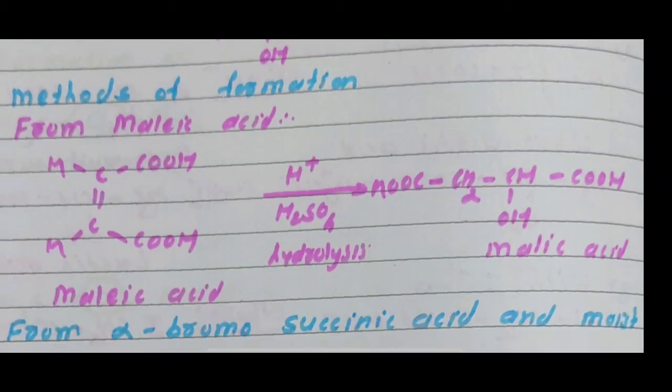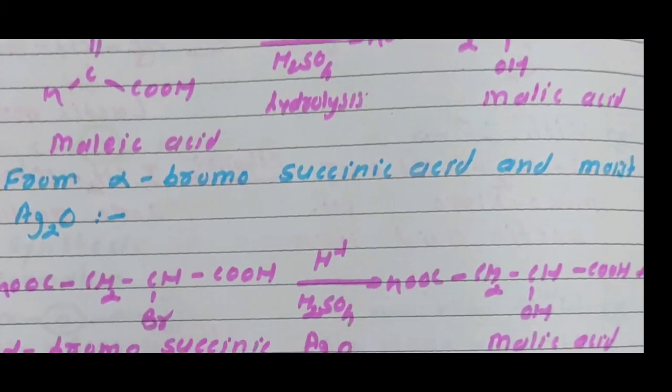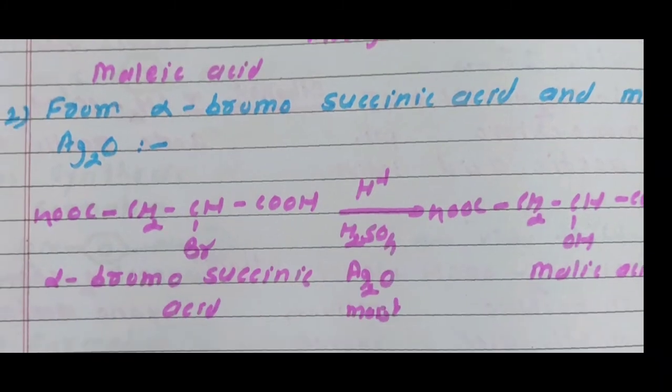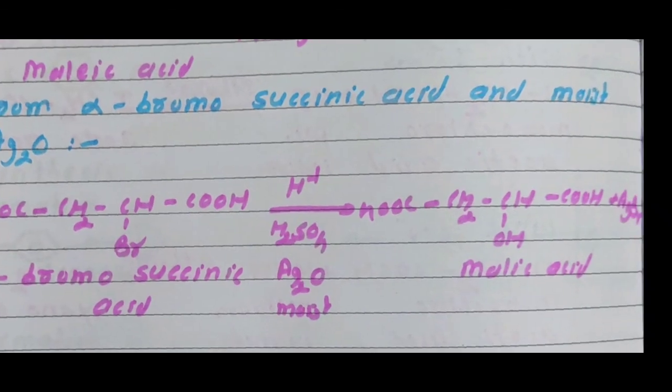Then we further study the second preparation method of malic acid, that is from alpha bromosuccinic acid and moist Ag2O. Succinic acid is CH2COOH, CH2COOH, and at the alpha position a bromine atom is attached. Therefore the name of this compound is alpha bromosuccinic acid: COOH, CH2, CHBr, COOH. In presence of moist Ag2O, by releasing AgBr, malic acid is formed: COOH, CH2, CHOH, COOH.